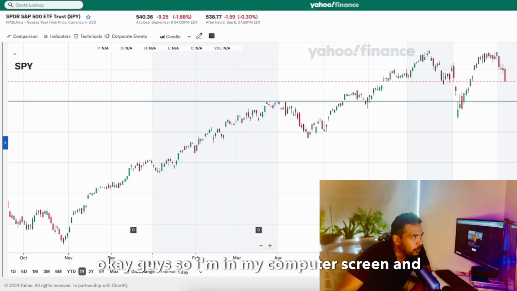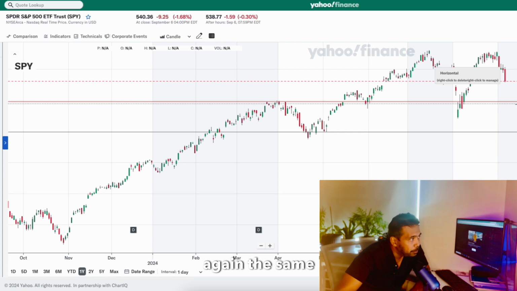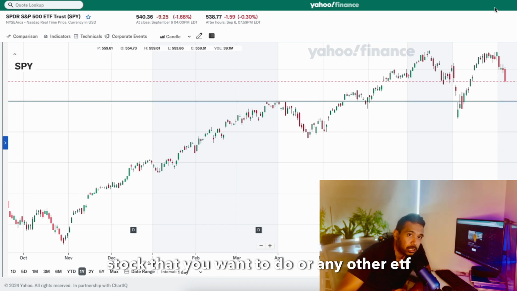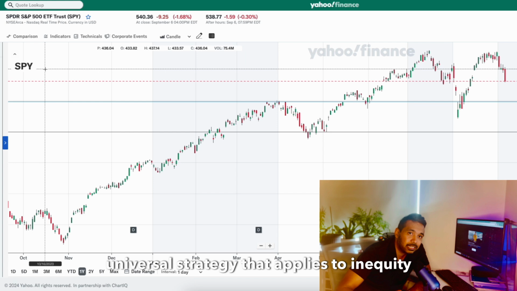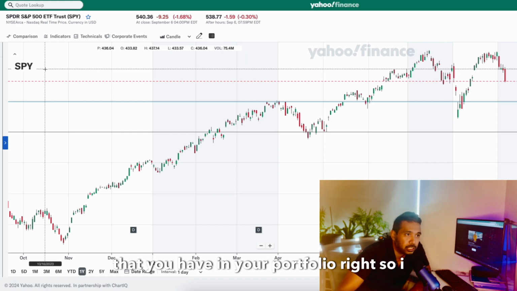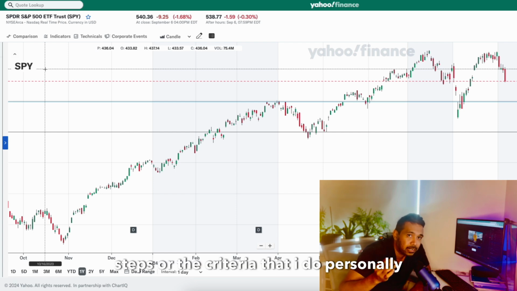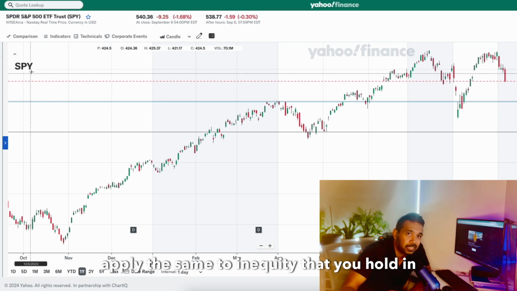Okay guys, so I'm on my computer screen and I'm gonna take an example of SPY, but again the same strategy or the steps apply to any other stock that you wanna do, or any other ETF. So this is a universal strategy that applies to any equity that you have in your portfolio, right? So I just wanna explain the steps or the criteria that I do personally, and you can apply the same to any equity that you hold in your portfolio.